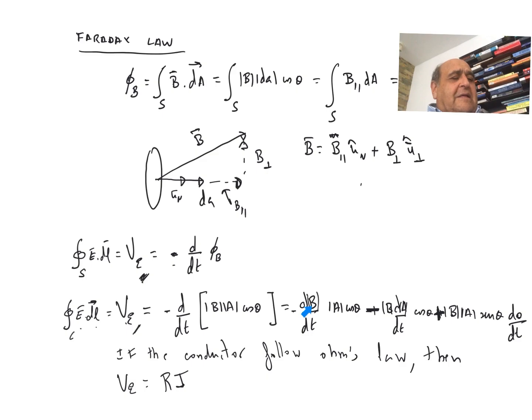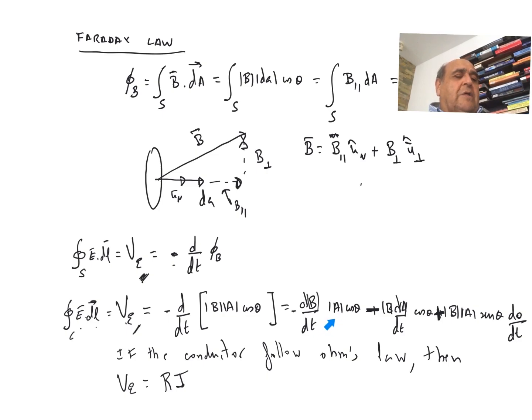Maybe it's B that is changing, is growing up, and so the derivative of B with respect to t is positive. Maybe it's the area that is getting bigger or smaller, or maybe it's the angle that is changing, like the rotating coil, where I explained how to induce electromotive force in a rotating coil. So any of these three terms can appear. Normally in problems only one of the terms appears.